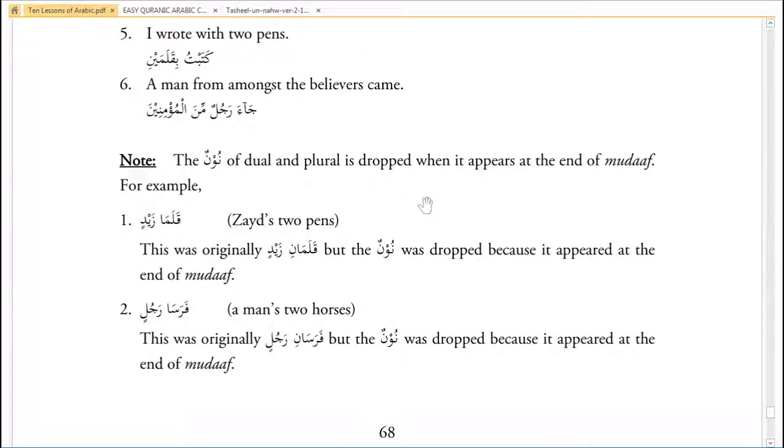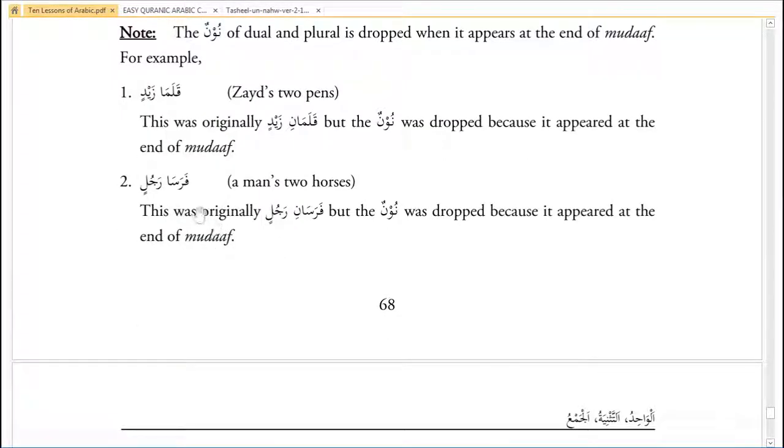Here, one more rule to remember: whenever the tasniya or jama is mudaf, is mudaf to someone, then the noon drops. For example, qalamani zaydin, zayd's two pens. Qalamani zaydin will become qalama zaydin, the noon will drop. Qalama zaydin, zayd's two pens. So qalamani zaydun will become qalama zaydin when it is in mudaf ilayh.